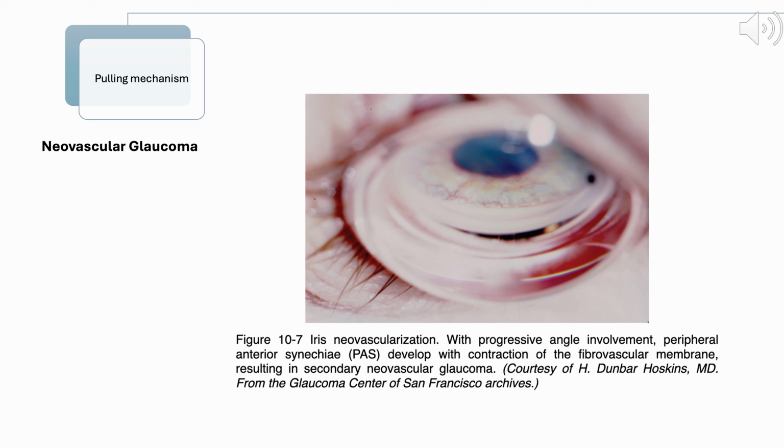This image shows a more advanced stage of neovascular glaucoma. As the fibrovascular membranes extend into the angle, their contraction pulls the iris root forward, creating peripheral anterior synechia. These adhesions progressively close the angle, locking in elevated intraocular pressure and leading to secondary neovascular glaucoma.